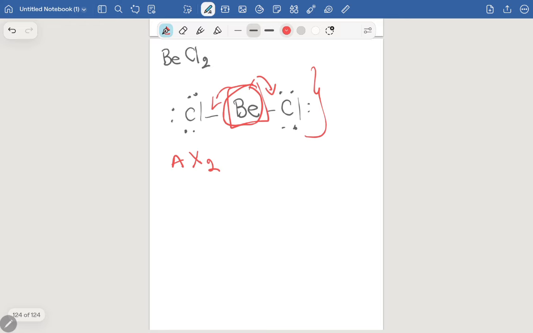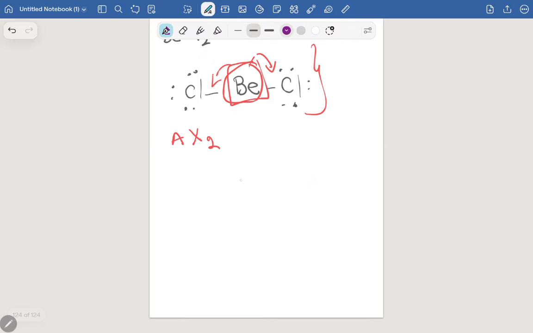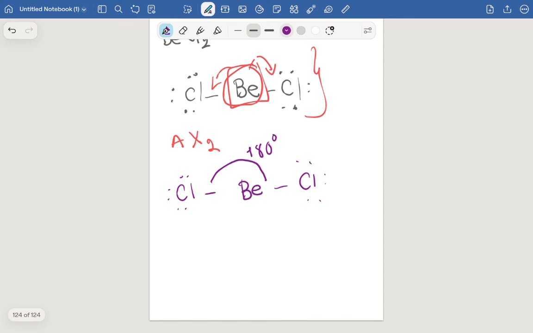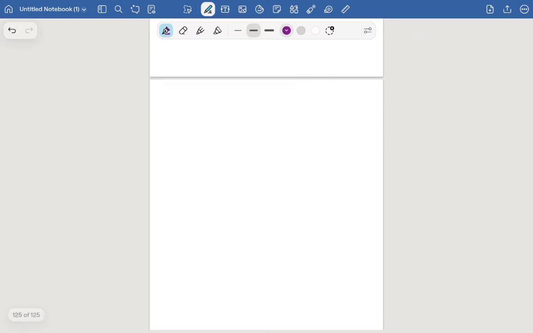Now, what about the structure? Because it is AX2, look what's going to happen. We're going to have our central atom in the middle. And the two surrounding chlorine, they don't want to repel each other, so they're going to keep the maximum angle they can, which is 180 degrees, okay? So on all sides, if you take it in a 3D structure and you turn it, no matter which side you turn it, you will see that they are the farthest from each other as much as possible.